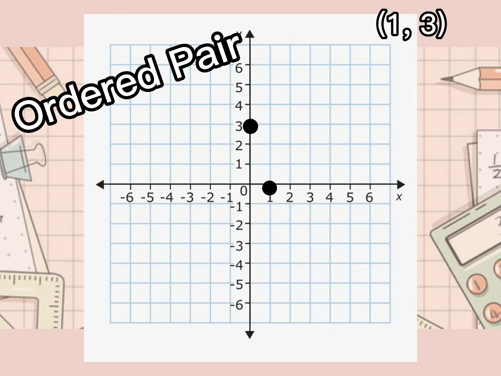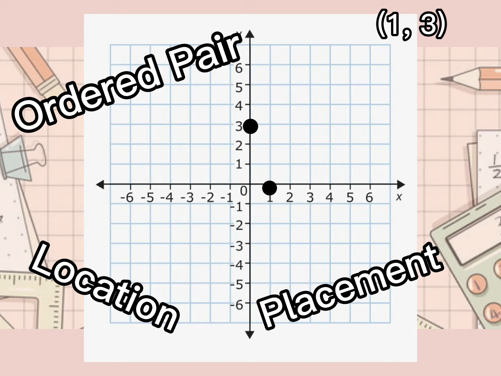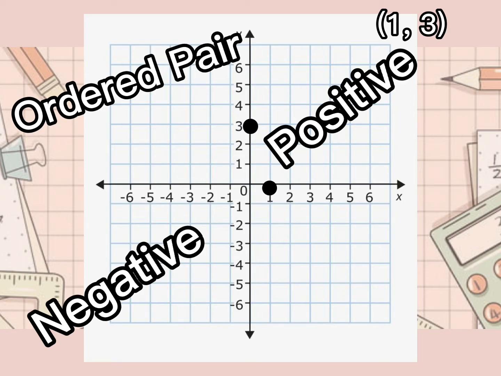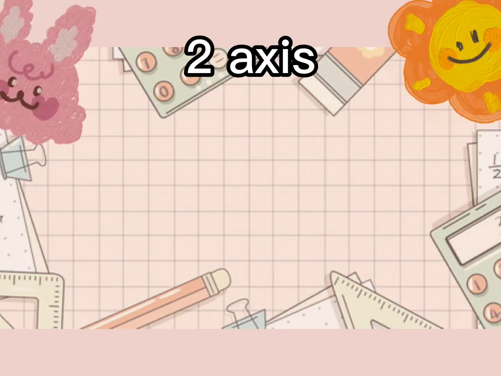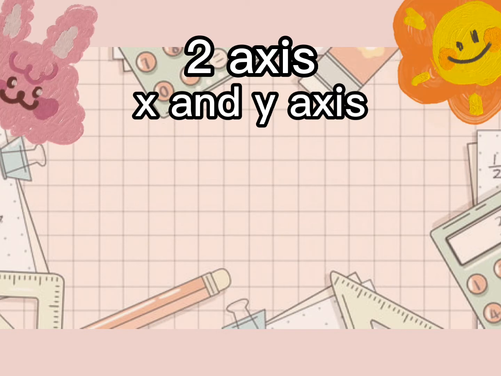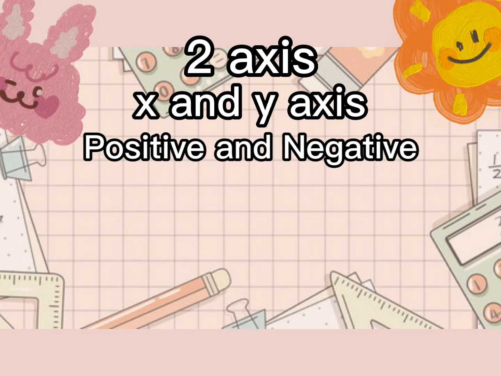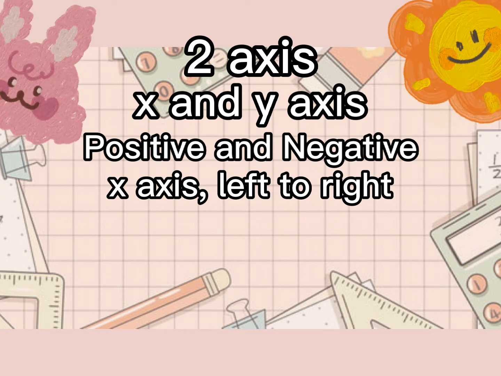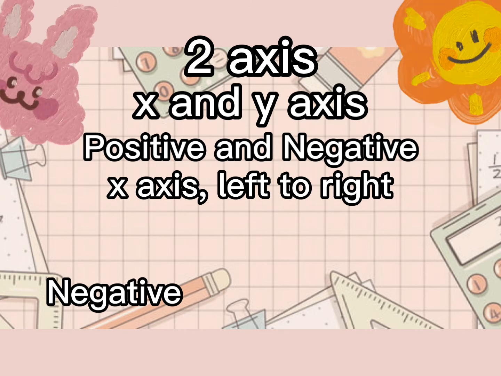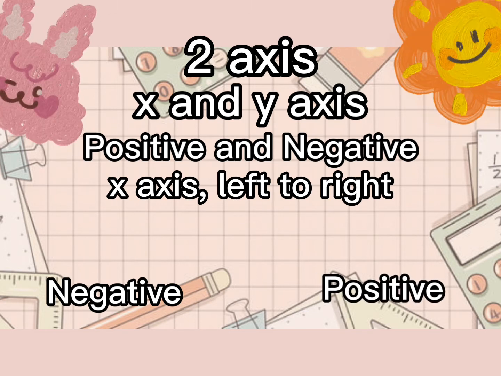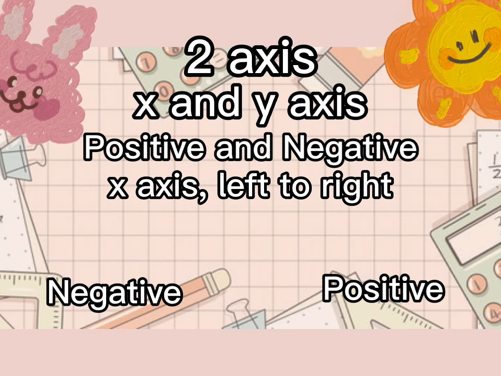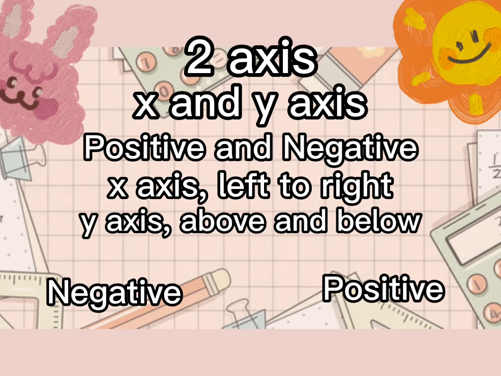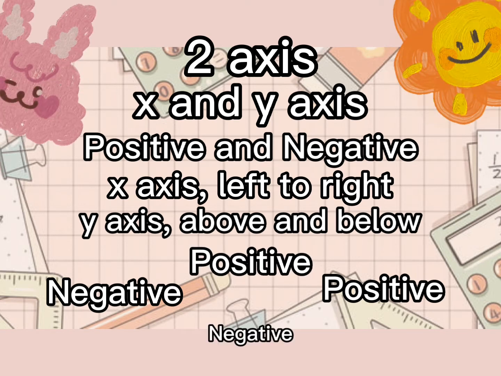This ordered pair identifies the location and placement of the point, whether it is positive or negative. Since there are two axes, x and y, and they have either positive or negative sides, the x-axis is directed from left to right, identifying left as the negative side and right as the positive side, while the y-axis is directed above and below, with up as the positive side and down as the negative side.